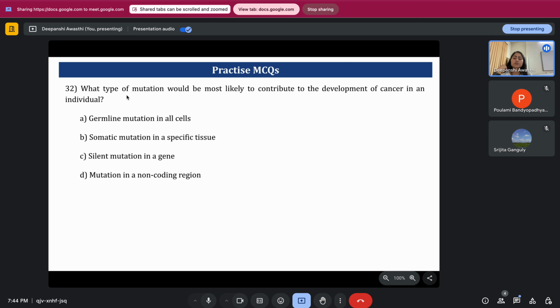Yeah, so the next question was, what type of mutation would be most likely to contribute to the development of cancer in an individual? Option A was germline mutation in all cells. Option B was somatic mutation in a specific tissue. Option C, silent mutation in a gene. And option D was mutation in a known coding region.